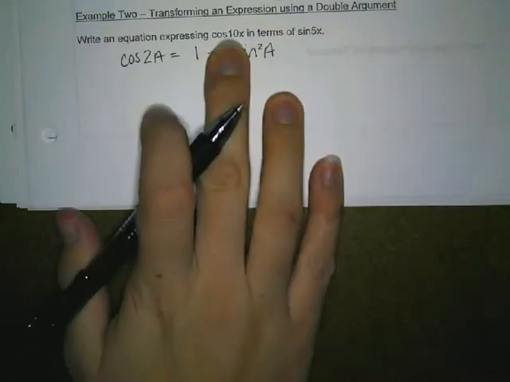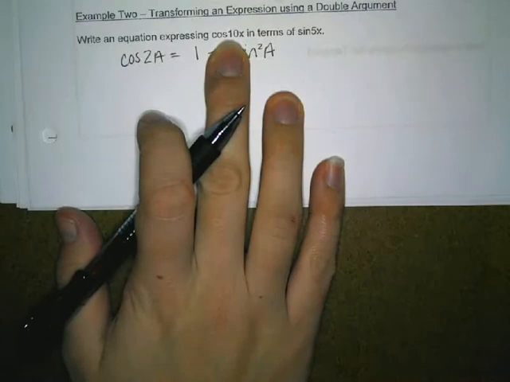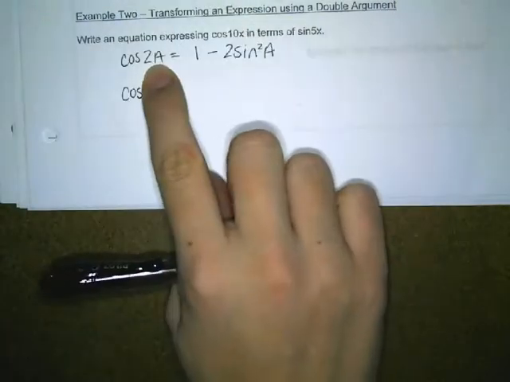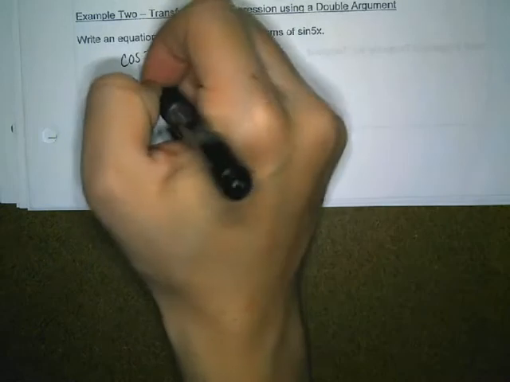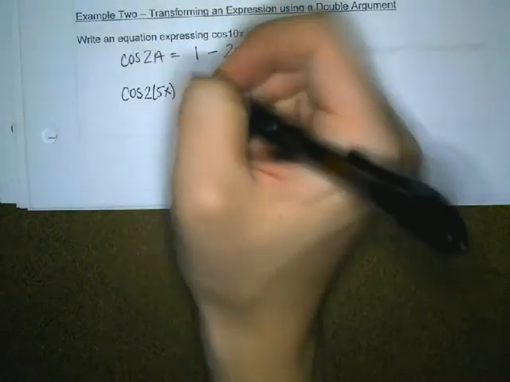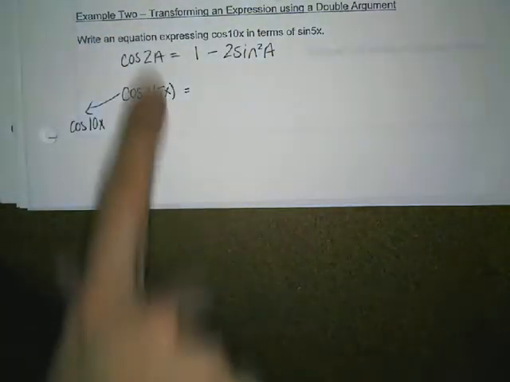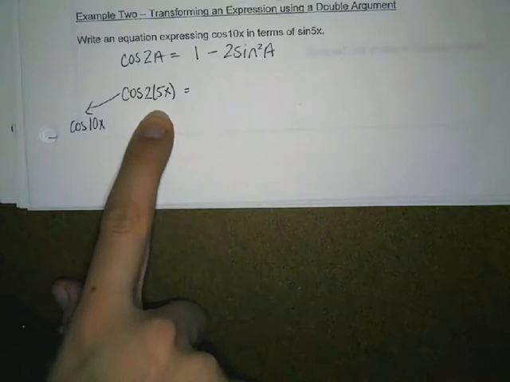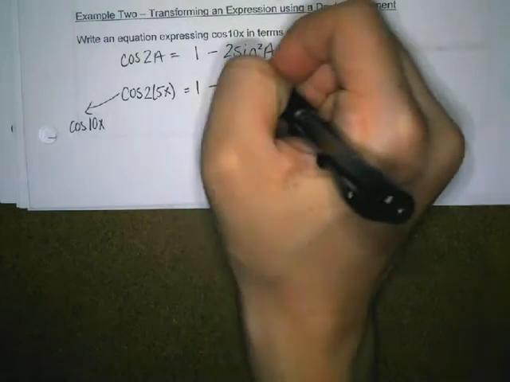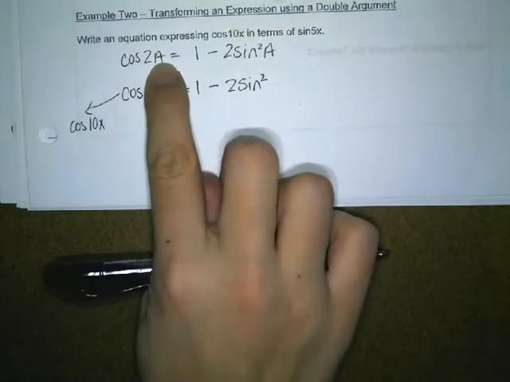And then I'm going to rewrite my cosine expression here. So cosine 10x, in order to make it look like this, I would have to write it as 2 times 5x, right? It's the same thing as cosine 10x. But in order to make it look like that property, I have to rewrite the argument. And then when we use the property, my a is 5x. So I would plug in 5x for a.